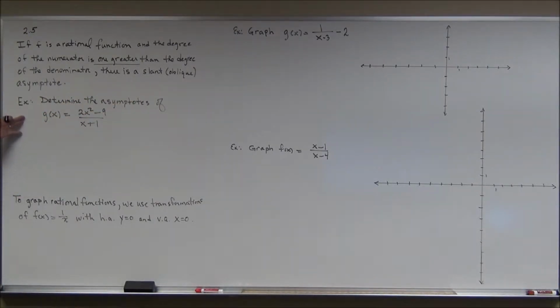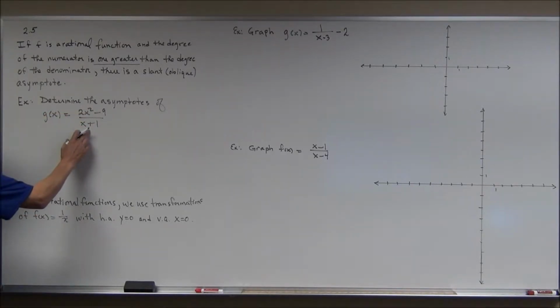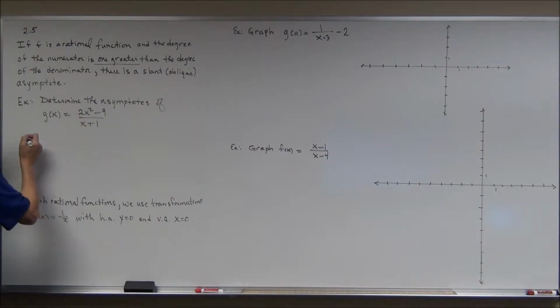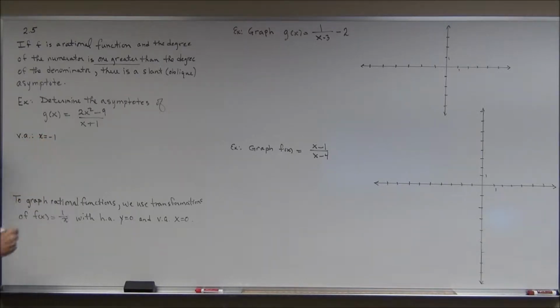And that's exactly what I have here with this particular example. It says determine the asymptotes of. Well, I have a vertical asymptote because, as you can see, -1 is going to make my denominator 0, but it won't make my numerator 0. So I have a vertical asymptote. Here, let me write this vertical asymptote of x equals -1.